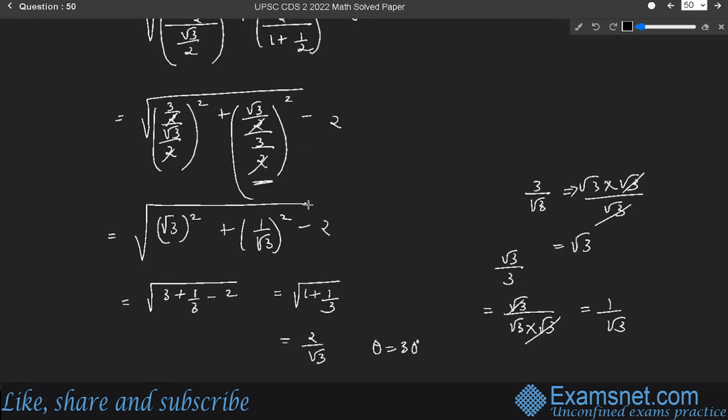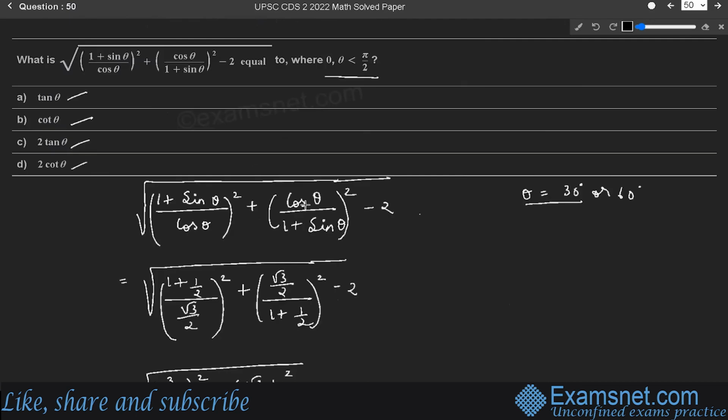Now let us look at the options. The options are in the form of tan theta and cot theta. We know that tan 30 is equal to 1 by root 3, but we have 2 by root 3. It means that it will be 2 tan 30, means it will be 2 tan theta. So the correct option here is option number C, which is 2 tan theta. I hope this question is clear to you.